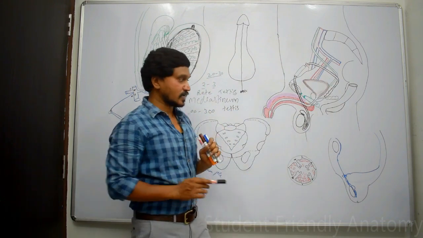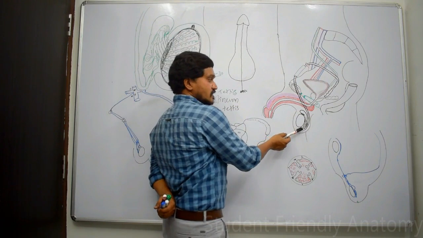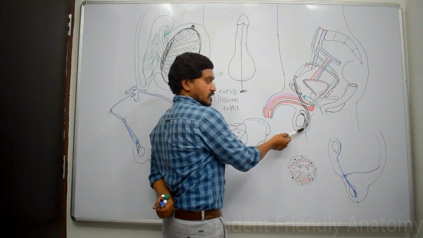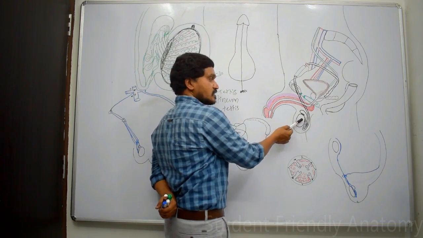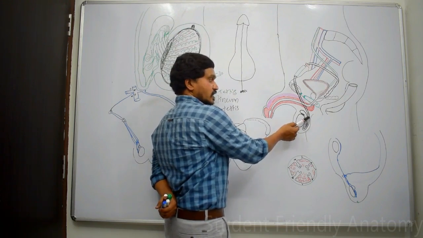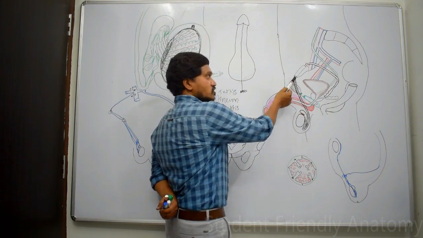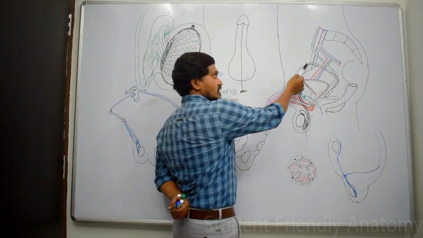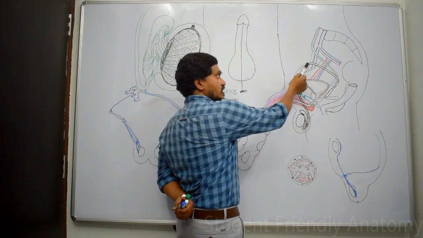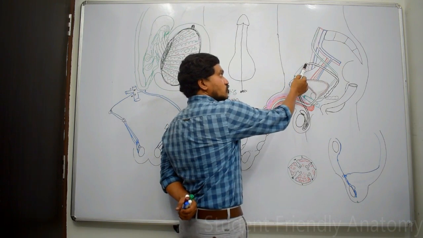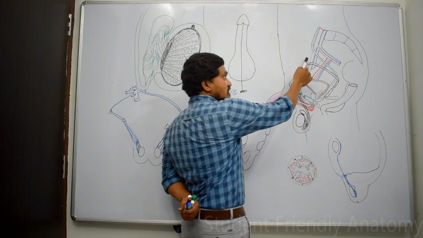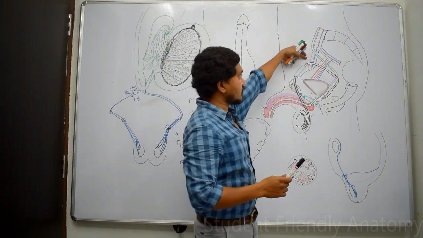Clear? Recollect once again. Vas deferens is a continuation of the tail of the epididymis. It begins at the lower part of the testis. It ascends upwards behind the testis and medial to the epididymis. Then it enters the spermatic cord. Then it passes through the superficial inguinal ring, then the inguinal canal, then the deep inguinal ring. After that, it hooks around the inferior epigastric artery, then runs downwards and backwards, where it crosses the external iliac vessels.